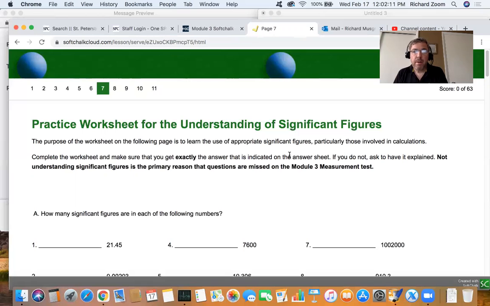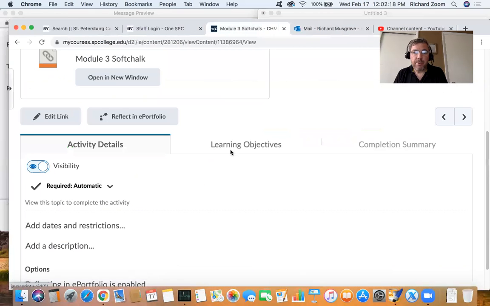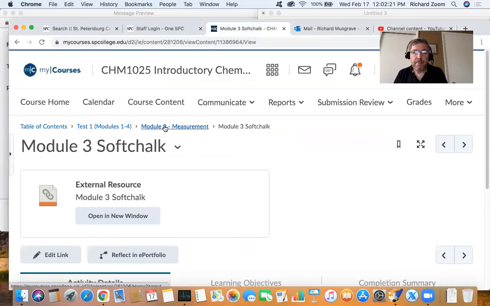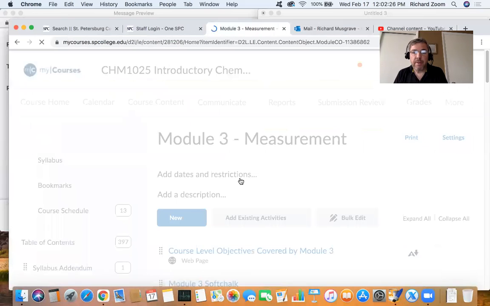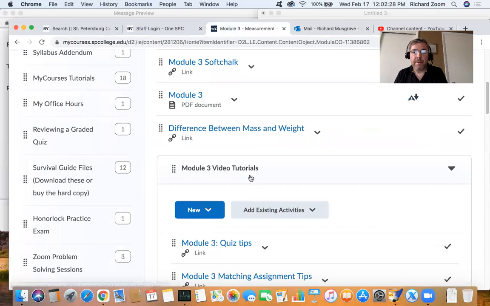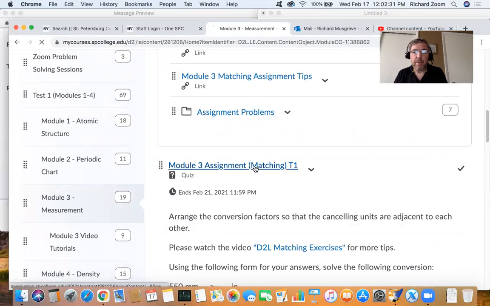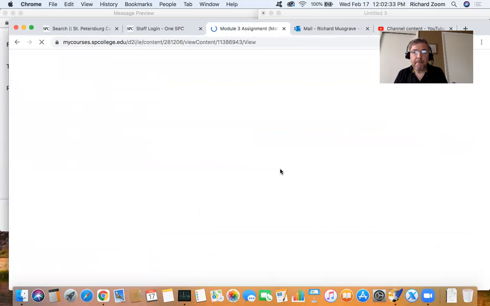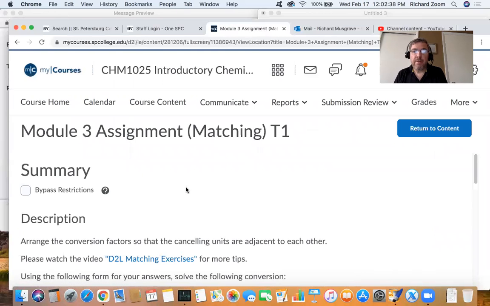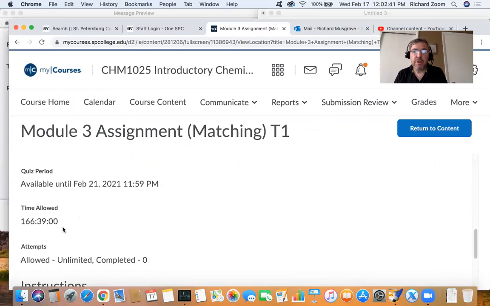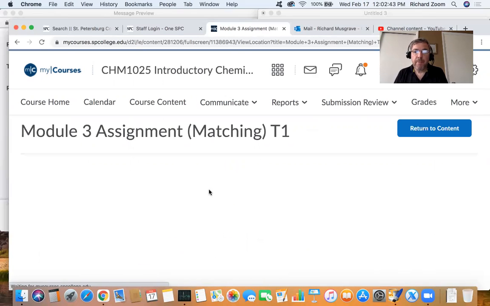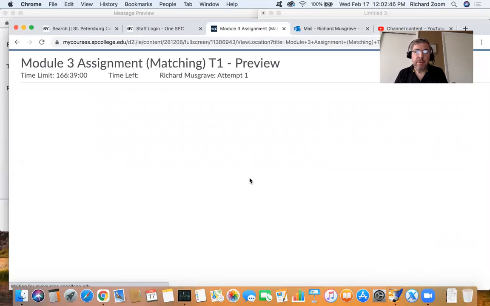Okay, let's see what else we're going to deal with here. So do the module 3 soft chalk, and then once you've done the reading there and you've done some of the interactive exercises and you're good with your understanding of what's going on, I recommend you do the module 3 assignment. Now, the thing with the module 3 assignment is that there's video answers to every single question on this assignment. I'm just going to give you an idea of what you're seeing in the assignment.